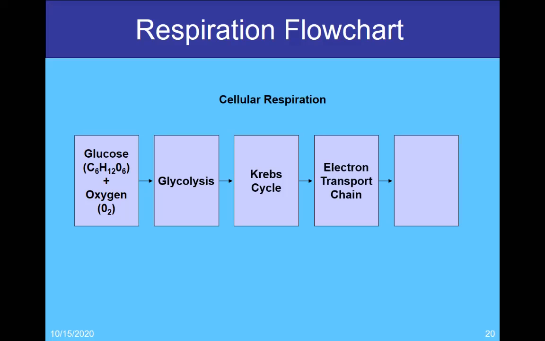I also like abbreviating it ETC. So, where does the Electron Transport Chain take place? Very good. It also takes place in the mitochondria, just like the Krebs cycle. So glycolysis is the only one that's not in the mitochondria, instead is in the cytoplasm. And what are the products? What do we manufacture when we go through the chemical reactions that make up cellular respiration?